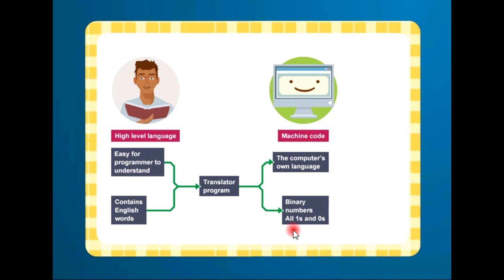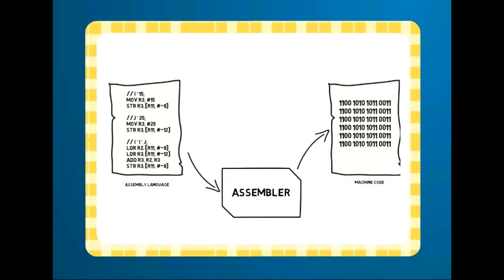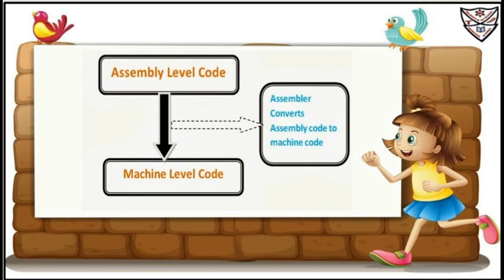But like machine language, assembly language programs also cannot be used on different types of machines. That is, they are machine dependent. That is why this is also called a low level language.